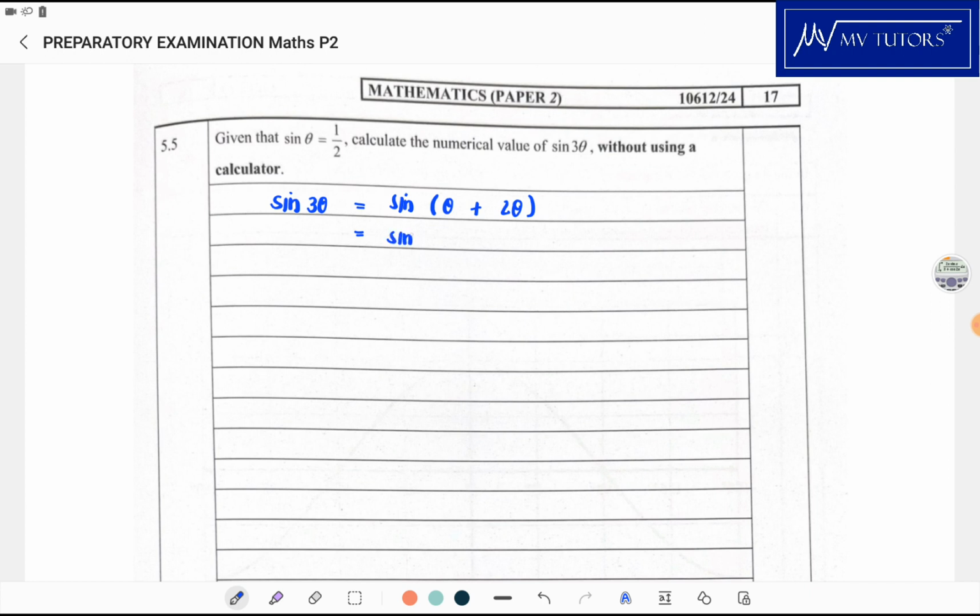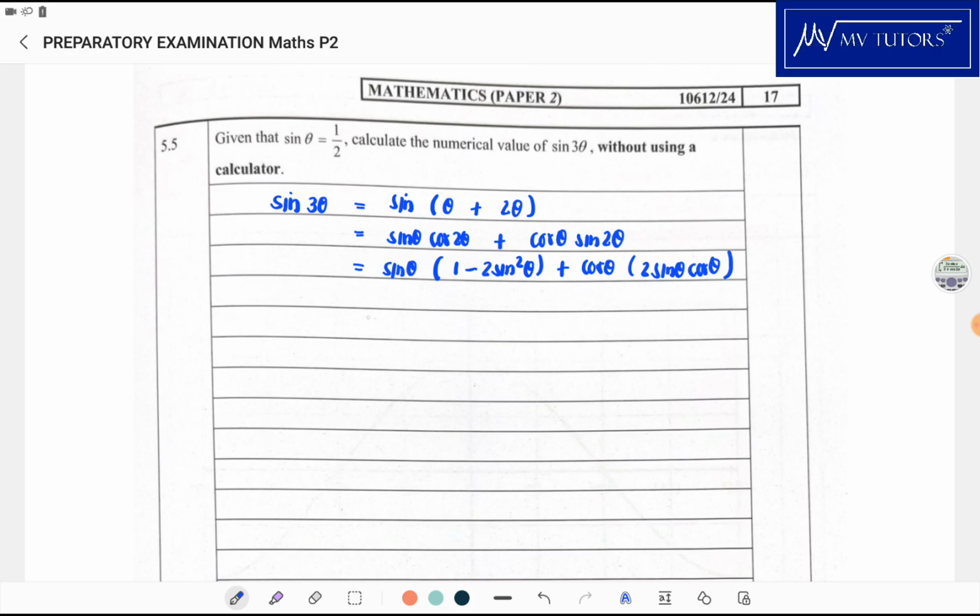So we have sine cos plus cos sine. Sine theta is fine, we have that value as a half. Cos 2 theta, I want to write it in terms of sine, so with the identity that we have, we can say 1 minus 2 sine squared theta. And then I have cos theta here. And then sine 2 theta is going to be 2 sine theta cos theta.